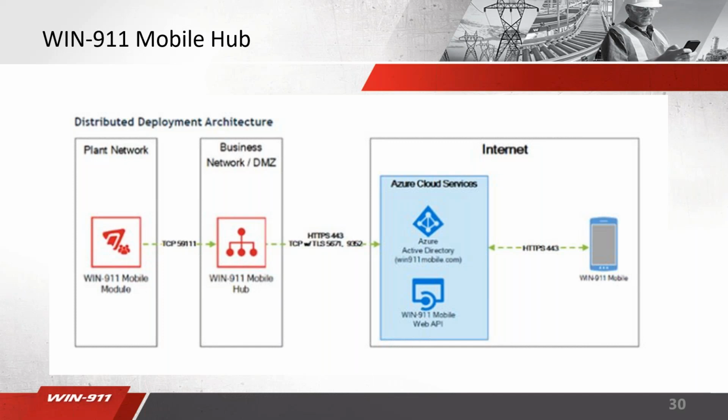From there, let's say the alarm from your plant network will jump into your DMZ, it will go to your mobile hub, and then it will go to the internet using Azure Cloud Services. So as you can see, you can have even more security, and this is the type of architecture that we use. Very stable, very good, and obviously, most importantly, very secure. Next slide.